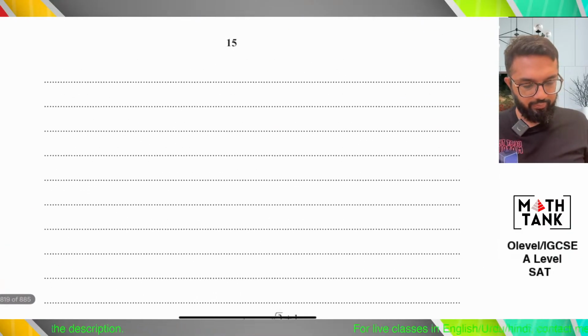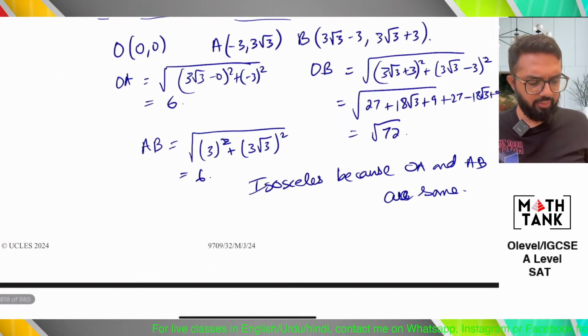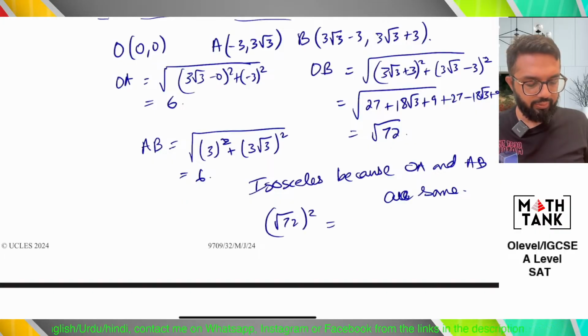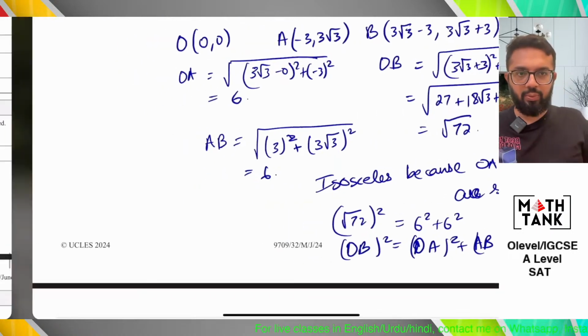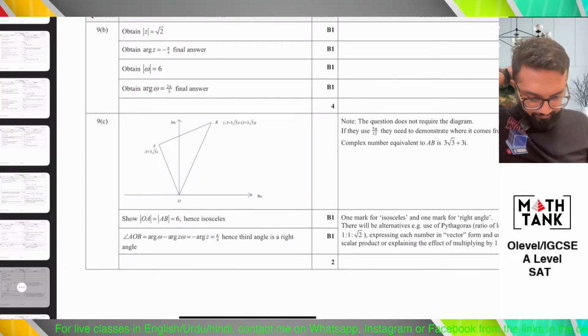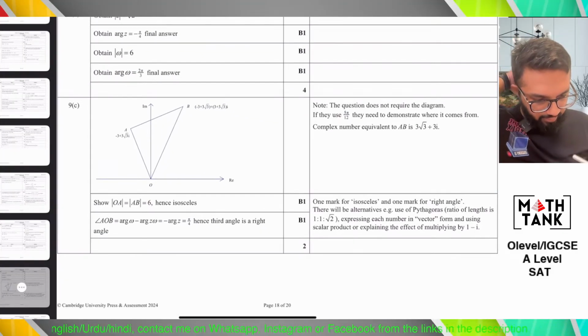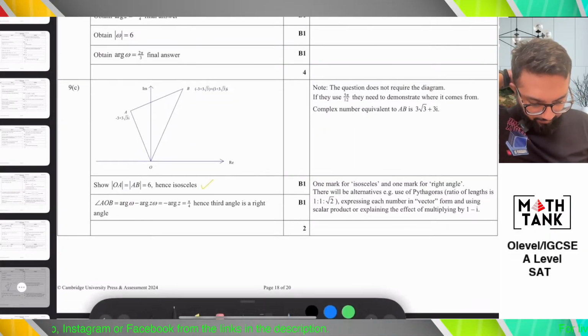And there's working there that I could have done. I don't need to show you a diagram in this case. And Pythagoras theorem fits. So root of 72 squared equals 6 squared plus 6 squared. So OB squared is the same as OA squared plus AB squared. I think that is what the marking scheme should also say. The question does not require the diagram. If they use 5, 5 or 12, they need to demonstrate. Okay, so I've proved this.